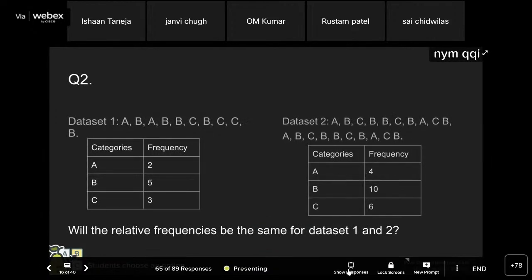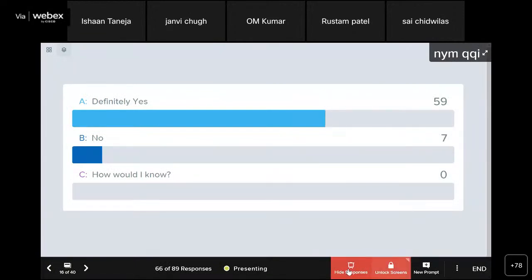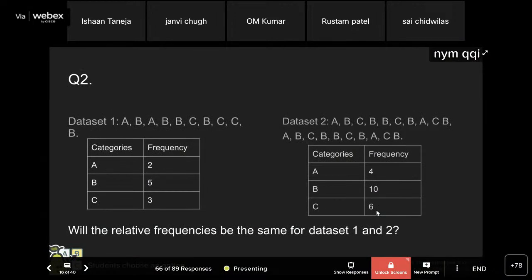Okay, let's move to the solution part. So 59 of you have said yes, 7 of you have said no. Okay, so let's see. At least all of you know how to compute. That's a good thing.